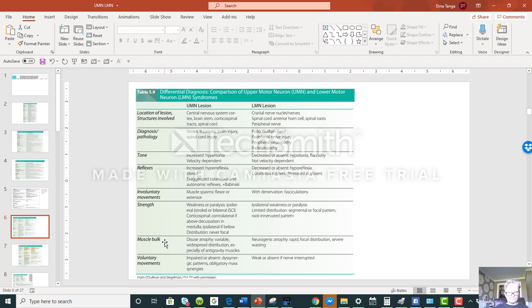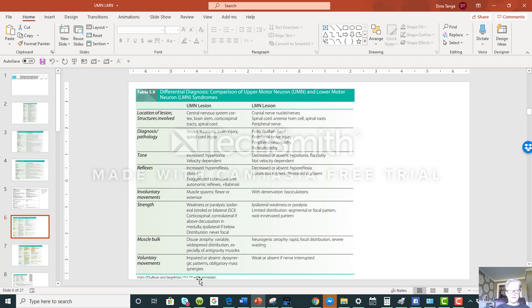Muscle bulk: disuse atrophy in your stroke patients. They learn non-use of that stroke side. So because they're not using it, that side's going to atrophy. Variable, widespread distribution, especially of anti-gravity muscles. And then on the lower motor neuron lesion side, neurogenic atrophy, rapid focal distribution, severe wasting.